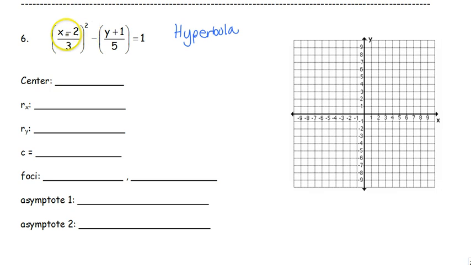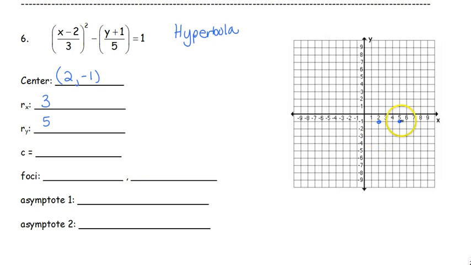We find the center the same way. Opposite of a -2 is a +2. Opposite of a +1 is a -1. Your r of x is 3. Your r of y is 5. So we're going to start there. Don't go any further yet. We go to our center, 2, -1.